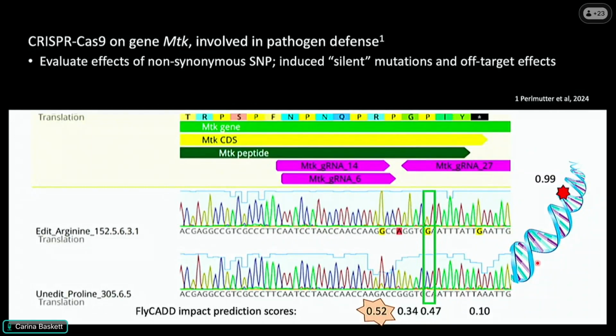And if you know this, maybe you can design your study differently. So for example, don't induce this mutation, but try to stick to mutations with a really low CUT score. Yeah, off-target effects you cannot always fully escape, but knowing that they're there and that they might have an effect would already be important.